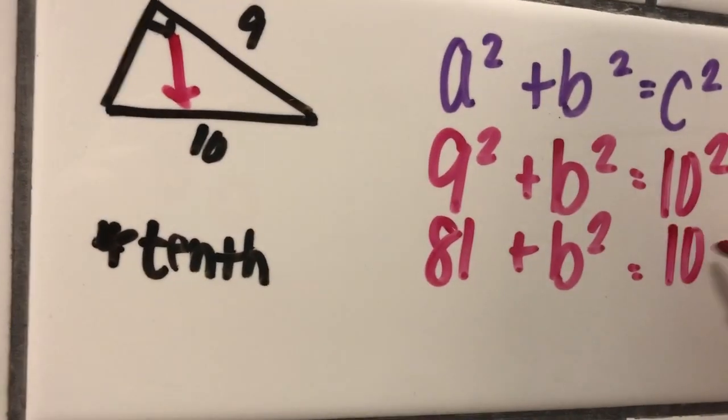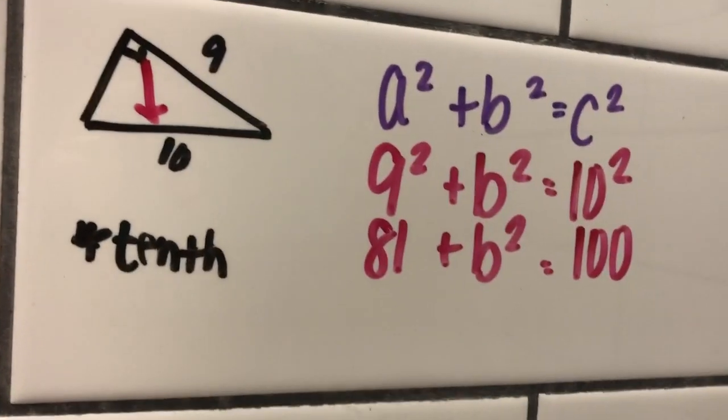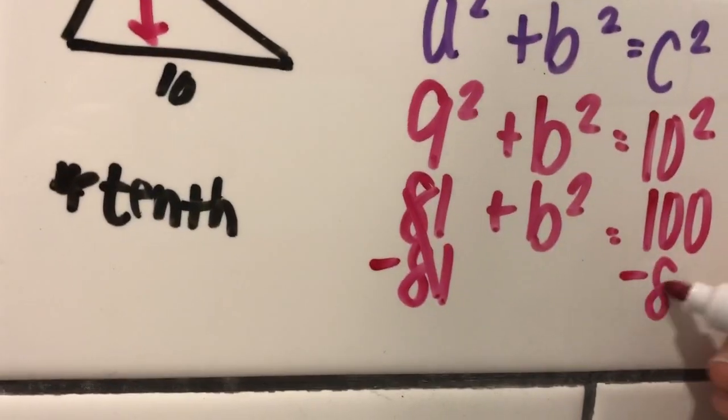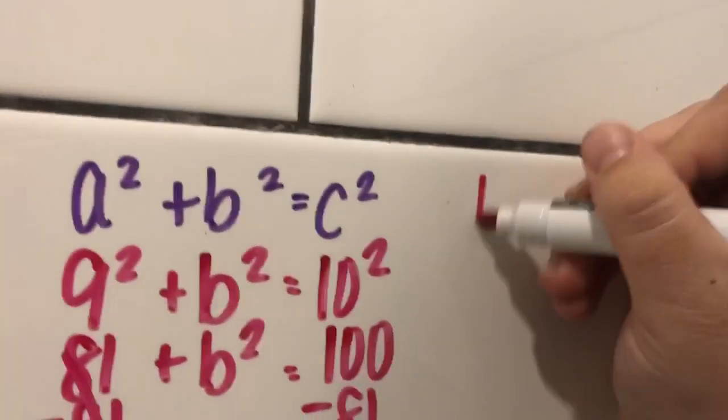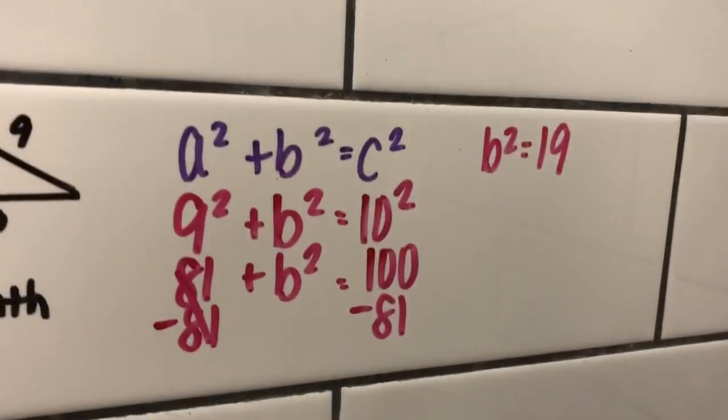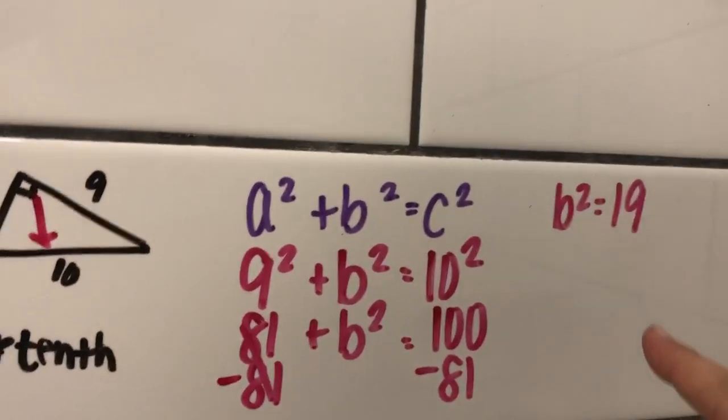10 squared is 100. And now I need to isolate my B squared. So I'm going to subtract 81 from both sides, and I'm left with B squared equals 19. Now I'm not done yet. 19 is not my leg.